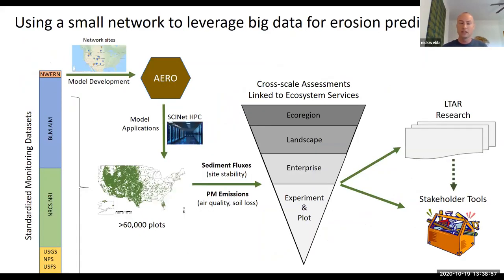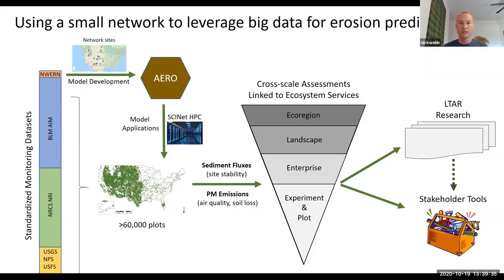This slide illustrates the workflow that we're following with AERO development and implementation, and we're working RHEM into this as well. The overall approach or strategy is to use a small network of research sites to leverage these big monitoring data sets. So we have our standardized monitoring data sets on the left there. In 2014, we established the National Wind Erosion Research Network as part of LTAR, and we use those really intensive research observations from the small number of network sites to support model development.